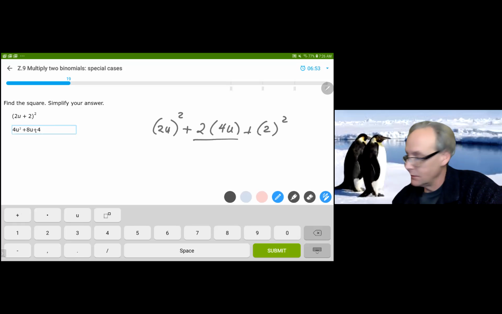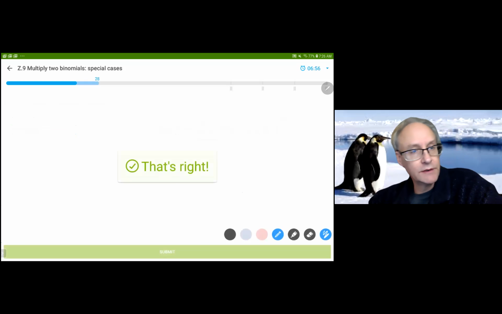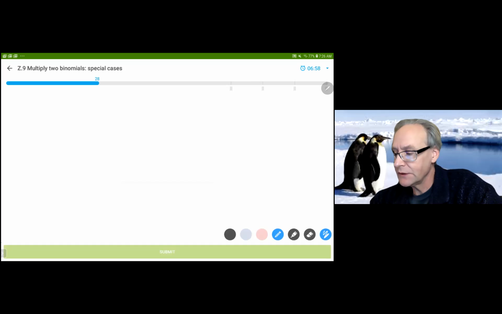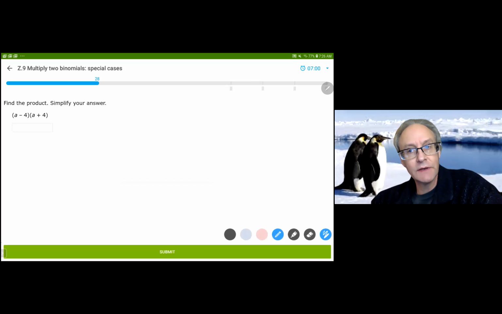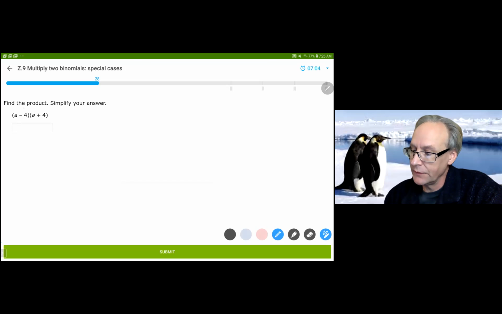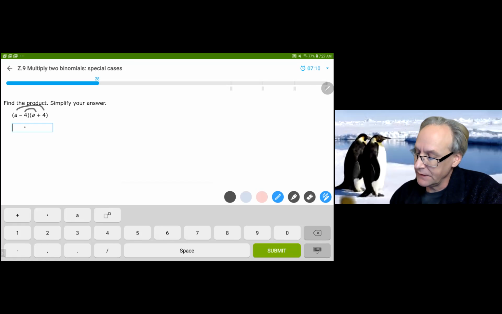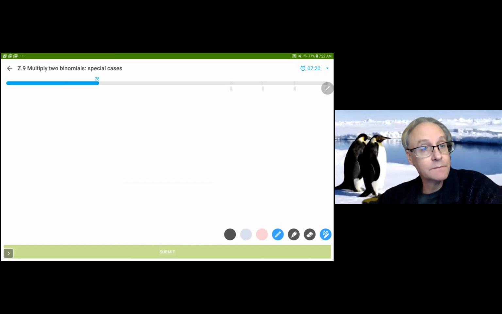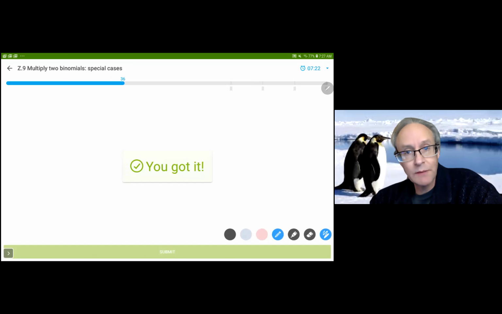So there you have it. Hopefully it's clear. We're going to do lots more, and I'm going to go fairly quickly. Now this time we have a difference of squares. The middle terms cancel out. Lots of ways of looking at it. Minus 4a plus 4a is 0. So I only get the a squared minus 16. That's it. It's that easy, I promise.